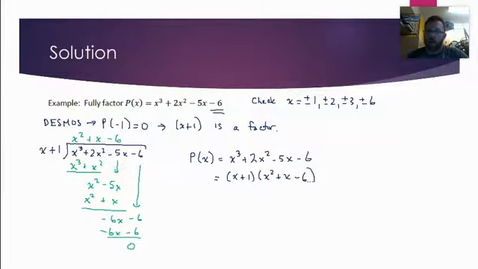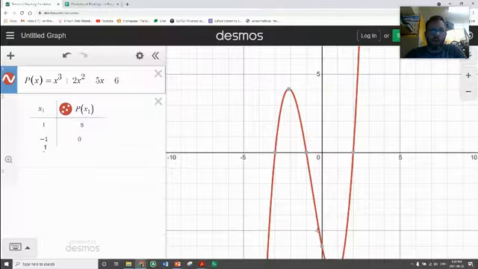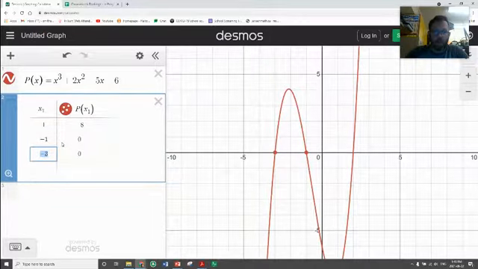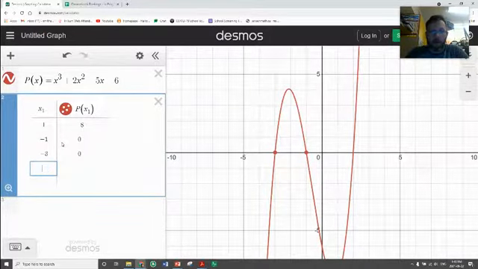Very cool. And now we ask ourselves, can we go even further? And we can. That simple trinomial, x squared plus x minus 6, can be factored as x plus 3 times x minus 2. Those are also factors. And in fact, guys, and we'll check on Desmos, if we had kept going and checked all of these values, we would have seen that -3 and 2 also give us a remainder of 0. And we can just kind of check this out. -3 gives us 0, and 2 also gives us 0.